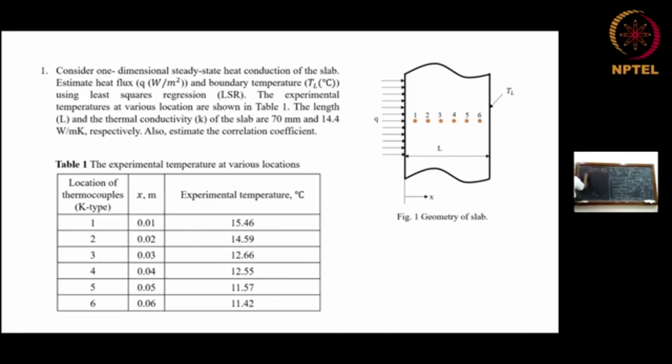So it is the simple one-dimensional plane wall.